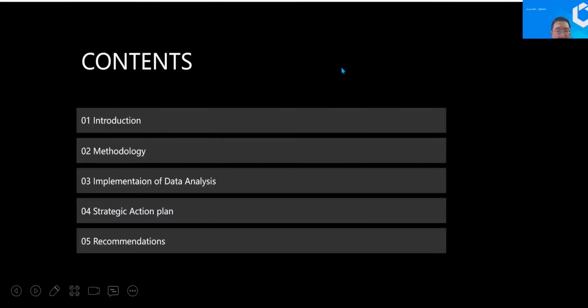And I'm going to begin with the table of contents. The first part is the introduction, and the second part is the methodology. The third part is about the implementation of data analysis. And the fourth part, we have the strategic action plan. And last, we'll give some recommendations for this.